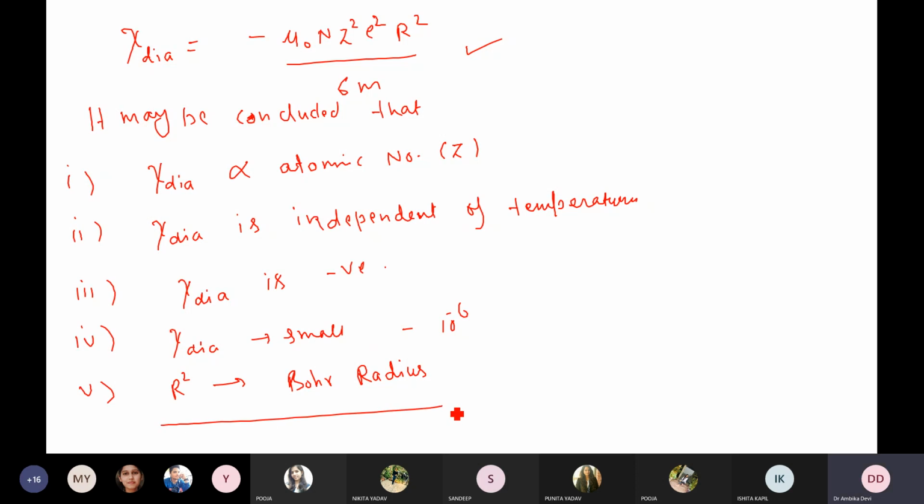So this is the conclusion from the article, the Langevin theory of diamagnetism. Okay, so you can see over here, susceptibility is directly linked to atomic number. The higher the atomic number, the higher the diamagnetic susceptibility. This is independent of temperature. This is negative, and this is having a very small value.